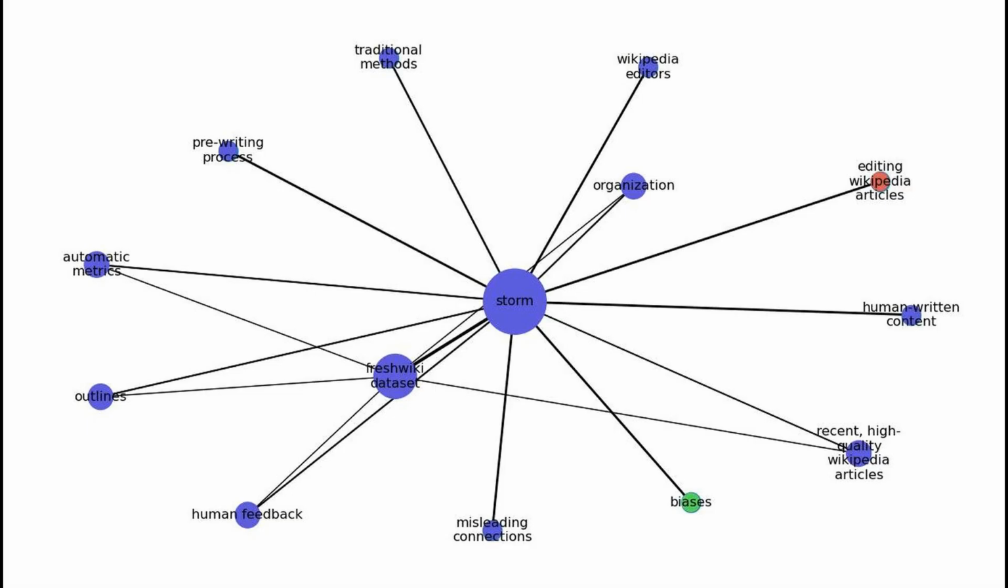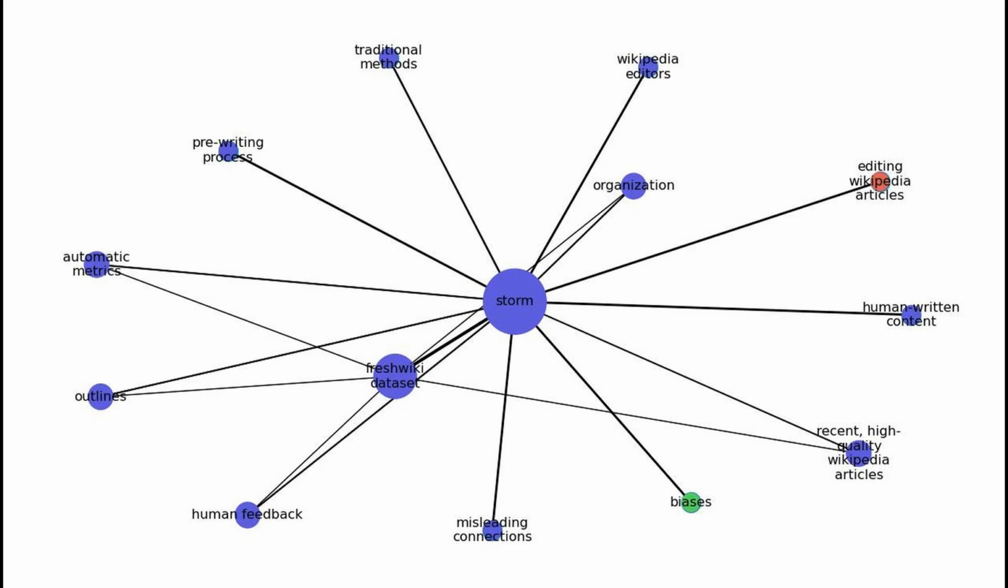The effectiveness of Storm's generated studies was evaluated using a combination of automatic metrics and human feedback. It's like a school report card that includes both test scores and teacher comments to provide a full picture of a student's performance. First, researchers used the FreshWiki dataset, which consists of recent, high-quality Wikipedia studies, to establish criteria for evaluating the quality of the outlines and final studies. This ensures that the comparison is fair and based on reliable examples.